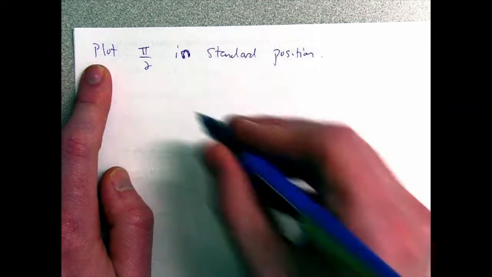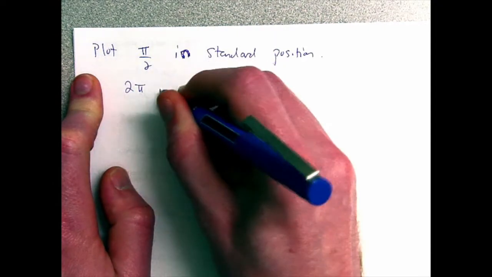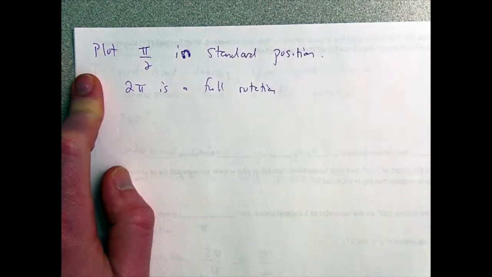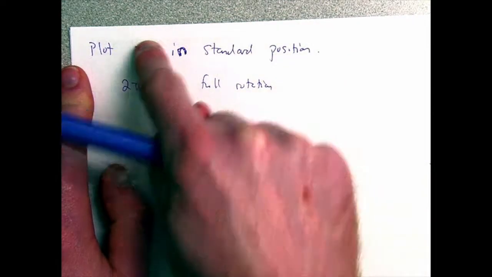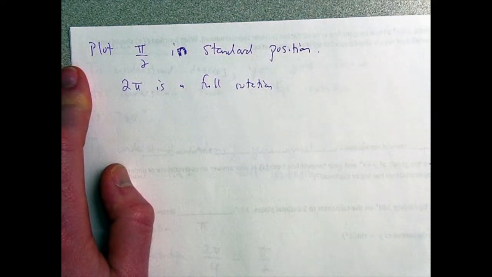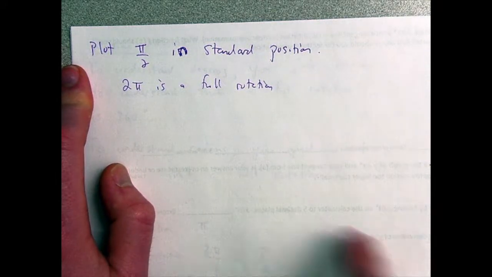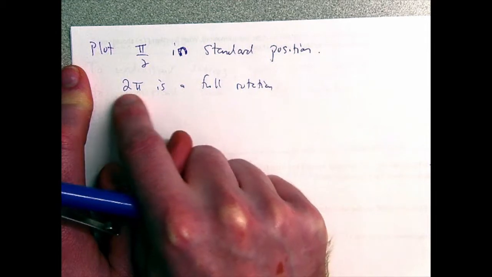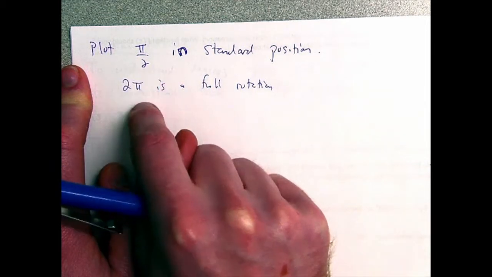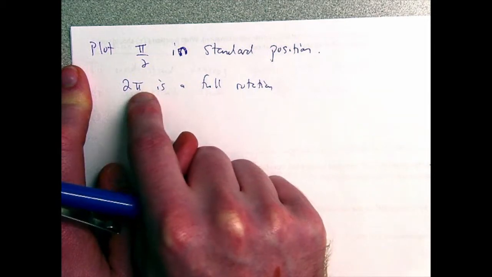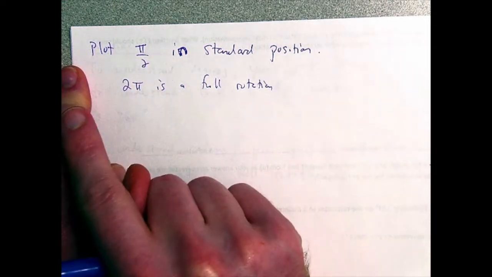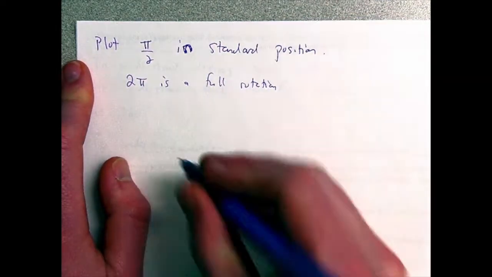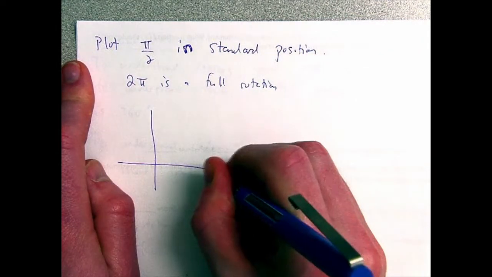It all comes down to remembering that 2 pi is a full rotation all the way around. So what's the relationship between pi over 2 and 2 pi? We actually did this earlier, but pi over 2 is 1/4 of 2 pi. If you divide 2 pi by 4, then you get pi over 2. 2 pi is a full rotation, 1 pi is half a rotation, so pi over 2 is 1/4 of a rotation.